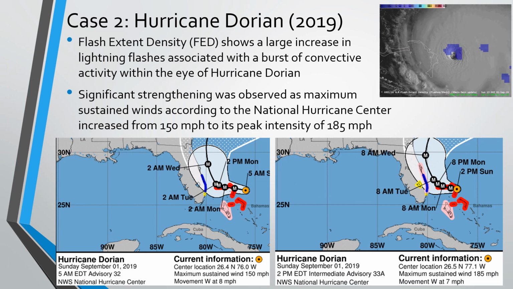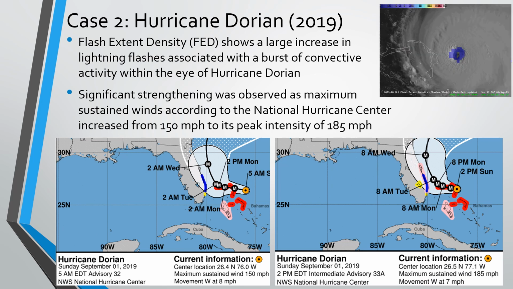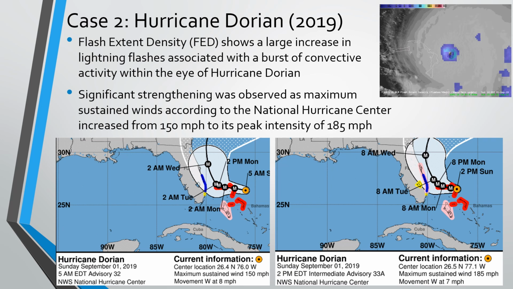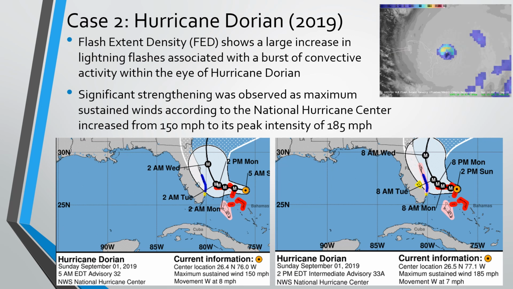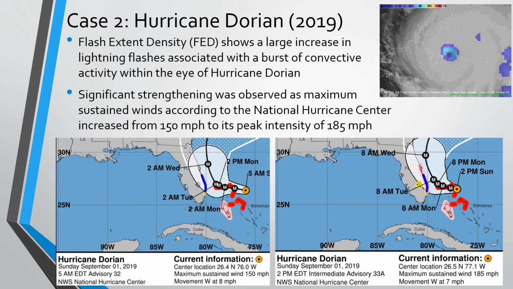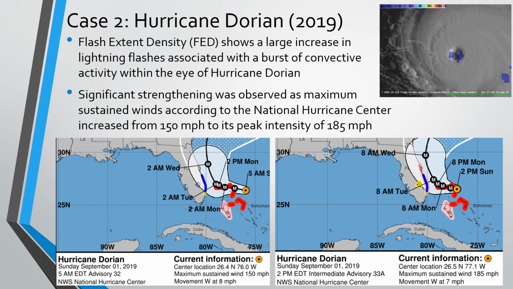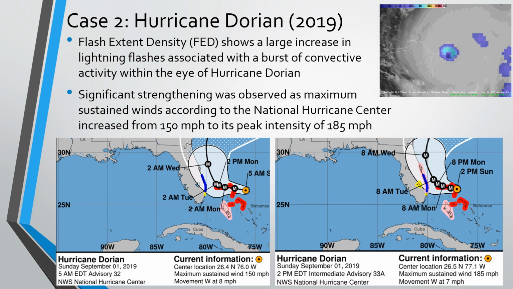Looking further into the Hurricane Dorian case, flash extent density shows a large increase in the number of lightning flashes, and that large increase in lightning was associated with a burst of convective activity within the eye wall of Hurricane Dorian. Significant strengthening was observed after this lightning activity increased, as maximum sustained winds, according to the National Hurricane Center, increased from 150 miles per hour to its peak intensity of 185 miles per hour as it made landfall in the Bahamas.